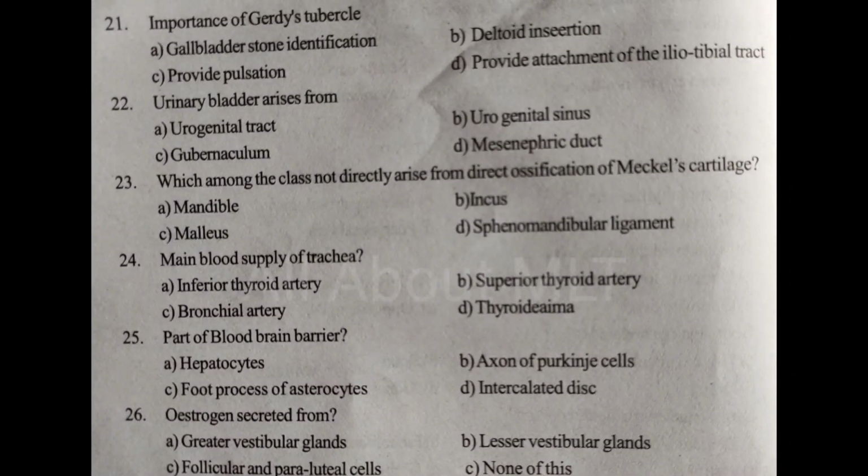Part of blood-brain barrier. Option A, hepatocytes. Option B, axon of Purkinje cells. Option C, foot process of astrocytes. Option D, intercalated disc. Answer is option C, foot process of astrocytes.